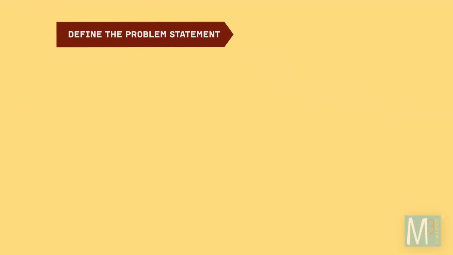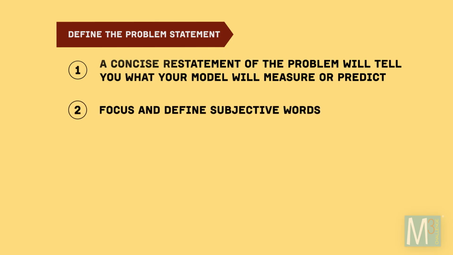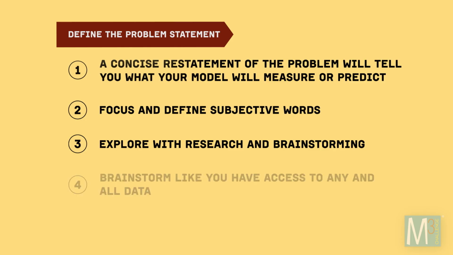Here are a few guidelines. A concise restatement of the problem will tell you what your model will measure or predict. Focus and define subjective words, like best or thrilling. Explore the problem with research and brainstorming. Brainstorm like you have access to any and all data you may need.